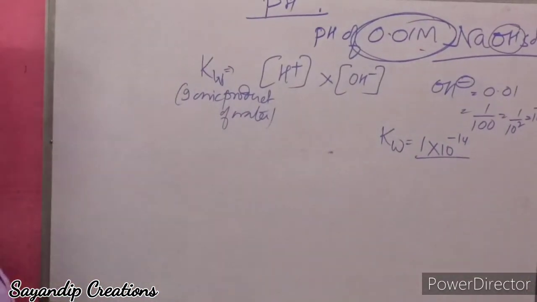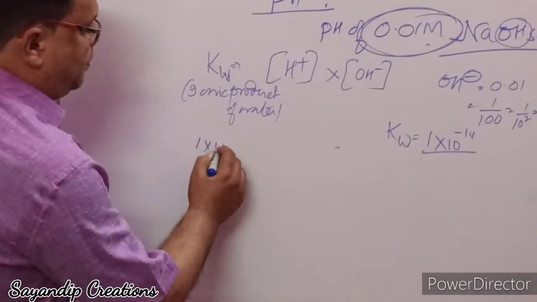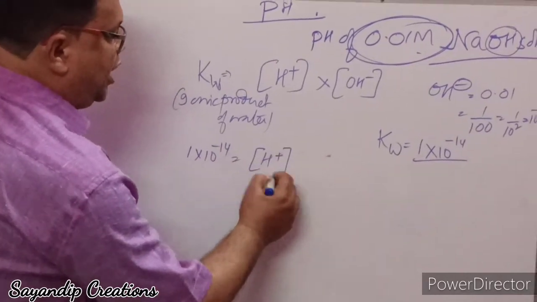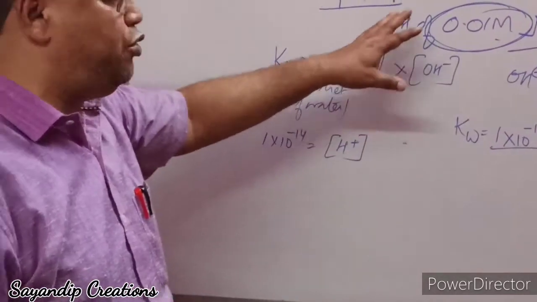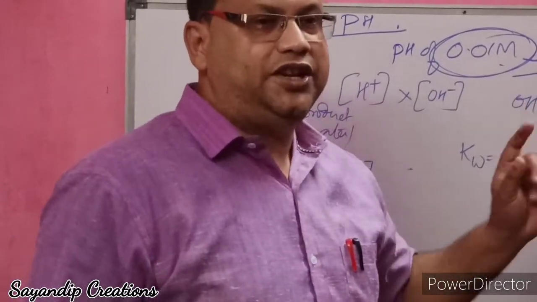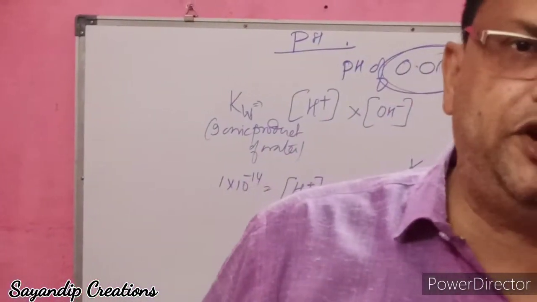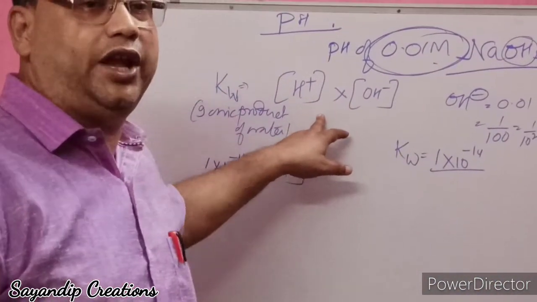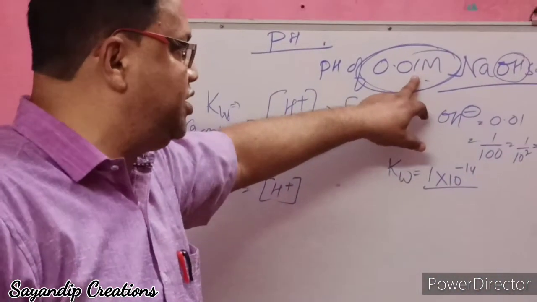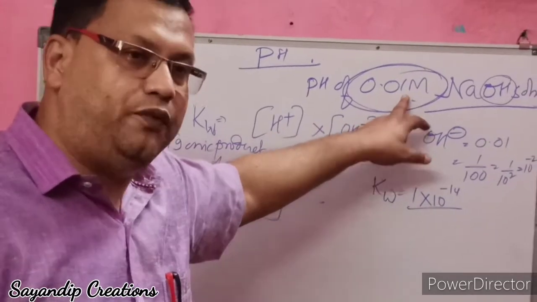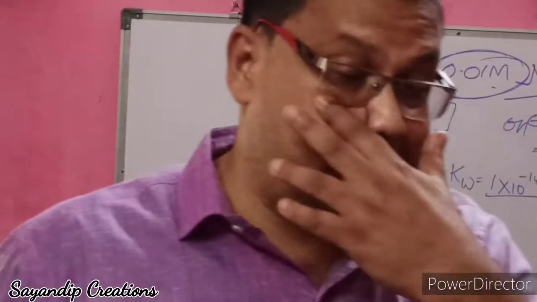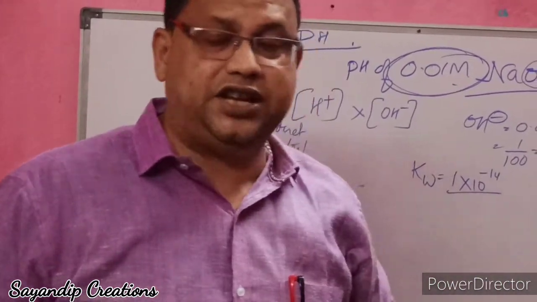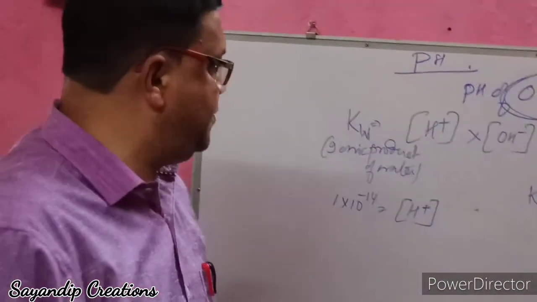Now if I substitute, 1 into 10 to the power minus 14 is equal to H plus times OH minus, and I have to find out the H plus. Now you are saying, sir, why are you not applying the formula pH is equal to negative logarithm of hydrogen ion concentration? Because I don't know the concentration of hydrogen ion. I have been provided with the concentration of hydroxyl ion. So from the hydroxyl ion concentration, I have to find out the concentration of hydrogen ion first, and then I have to find the pH.